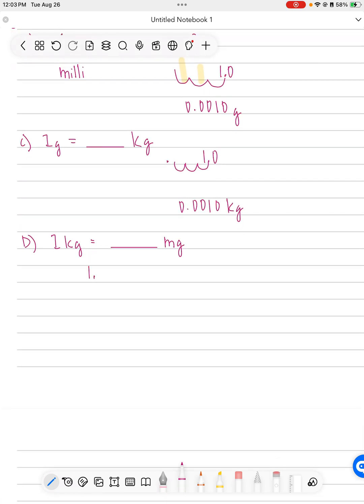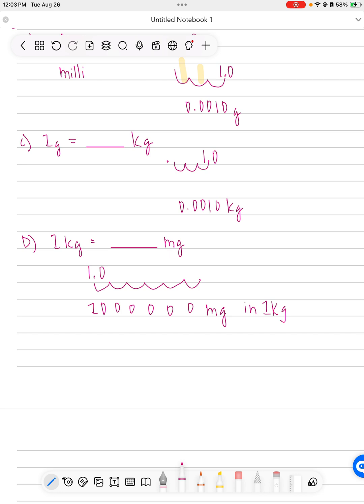I'm going to rewrite it with a decimal. And we're going to go to the right 6 times. 1, 2, 3, 4, 5, 6. So we're going to get 1,000,000.0 milligrams in 1 kilogram.